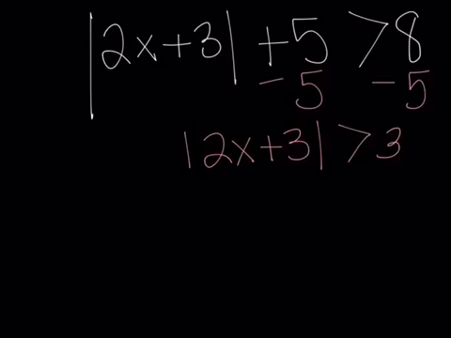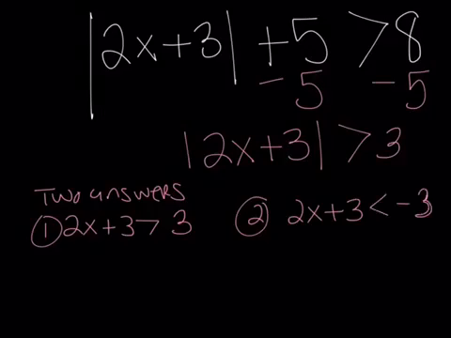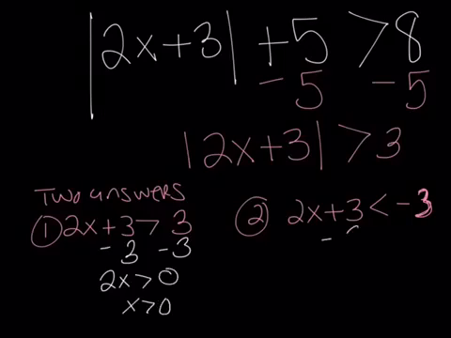So now we need to solve for x, so we're going to have two answers. So our first one's going to be 2x plus 3 greater than 3. And our second situation is going to be 2x plus 3 is less than negative 3. Now you have to flip the sign when you change it to a negative. So solving for x on both sides, subtract 3 on both sides. So I have 2x greater than 0, so x must be greater than 0. And on the other side, 2x is less than negative 6, so x must be less than negative 3.